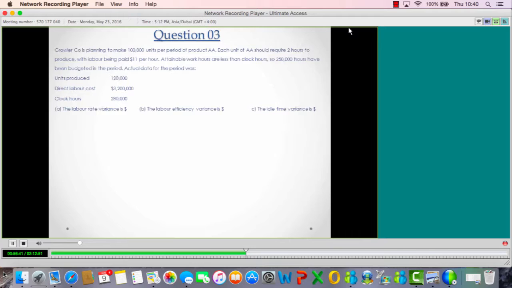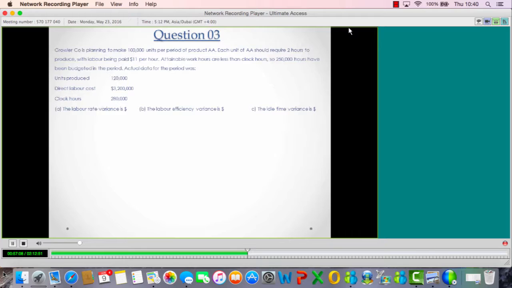For those 2 hours they are going to work, there's no idle time in between. It's a continuous process. That is what they're telling us here. So to make 120,000 units, it would be 240,000 hours. This is without idle time. This is the normal work.